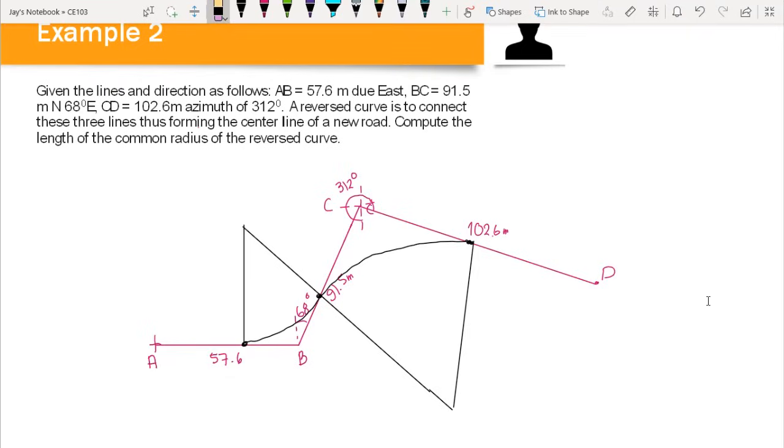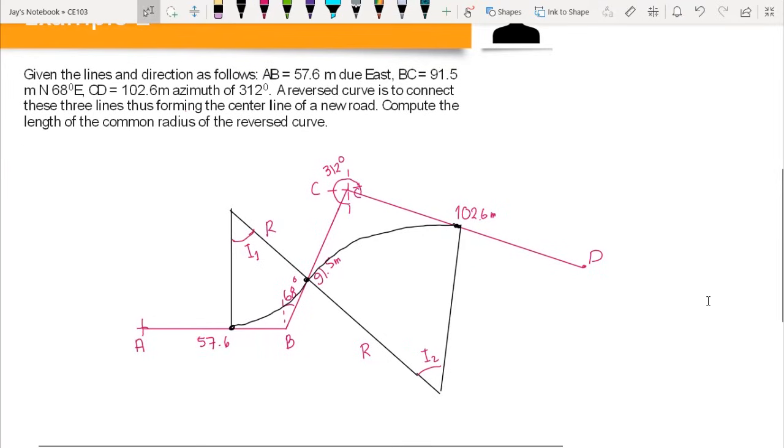So this would be our assumption, but according to the problem, the reverse curve has equal radii. So therefore, the radius of our first simple curve is equal to the radius of our second simple curve. So never mind the drawing. This is only an assumption. So our goal here is to compute the value of the common radius of the curve. However, we do not know yet the value of the central angle I1 and the central angle I2.